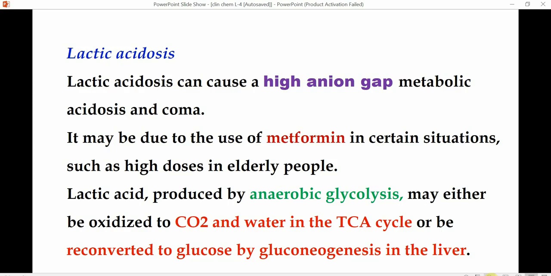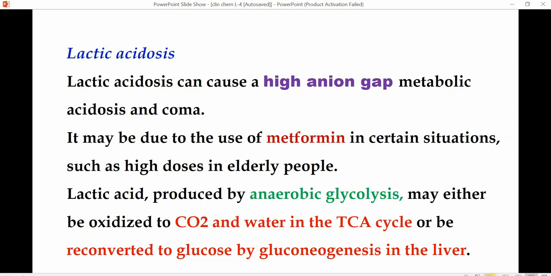Lactic acidosis also would result as a metabolic complication, and one of the acute complications associated with hyperglycemia in diabetics, which is a result of high anion gap, presented as acidosis and could lead to coma in those patients. It may be due to the use of metformin in some conditions, such as high doses taken by elderly patients.